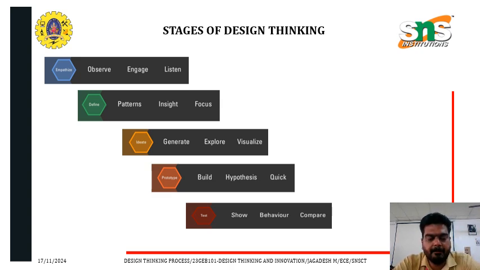When you take empathize, we will be observing, engaging, and listening. When you come down to define, it's patterns, insight, and focus. Then ideate is actually generate, explore, visualize. Then prototype: build, hypothesis, and quick. And test: behavior and compare. So these are all the things we are actually doing in each stage.